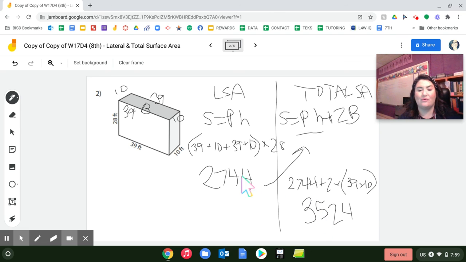One thing you always want to double check for yourself is that the total surface area is a bigger value than the lateral. If you think about it, that makes sense because your lateral is just around the sides. Your total is everything. So the total should always be bigger.